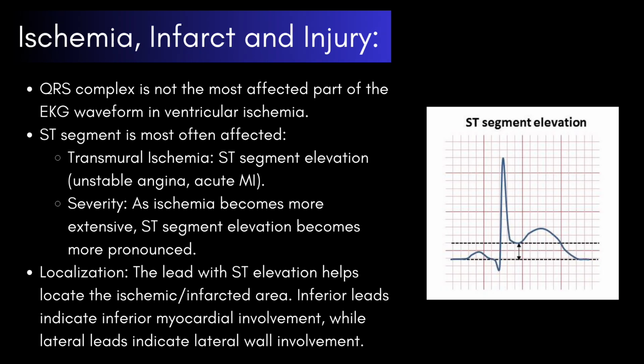Let's next look at principles in relation to ischemia, infarct, and injury on the ECG. The QRS complex is not the most affected part of the ECG waveform in ventricular ischemia. The ST segment is most often affected. Transmural ischemia: ST segment elevation, unstable angina, acute myocardial ischemia. Severity: as ischemia becomes more extensive, ST segment elevation becomes more pronounced. Localization: the lead with ST elevation helps locate the ischemic infarcted area. Inferior leads indicate inferior myocardial involvement, while lateral leads indicate lateral wall involvement.